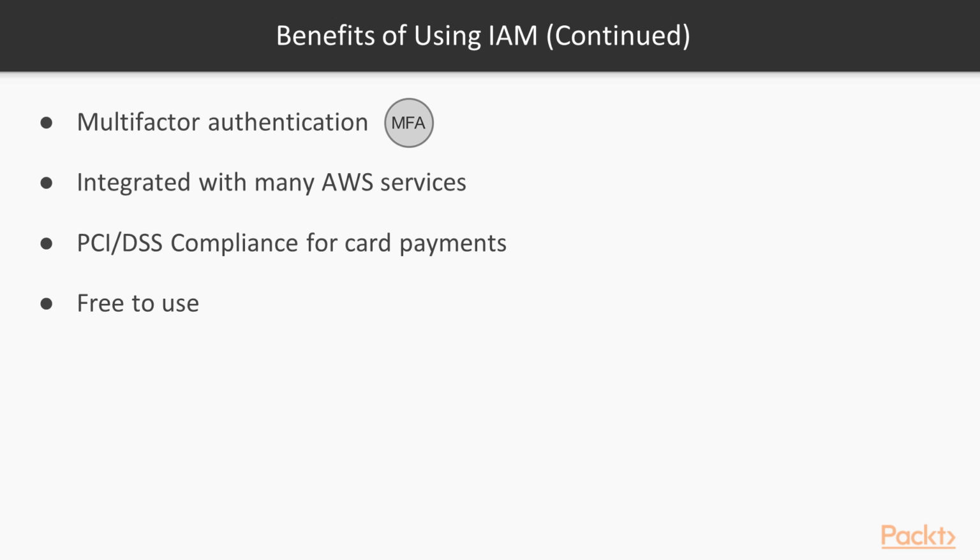IAM is also integrated with many AWS services, for example, EC2, DynamoDB, and S3, and you can specify granular level permissions. IAM is PCI DSS compliant for card payments, and there is no charge to actually use IAM. You only get charged for the resources that you use.